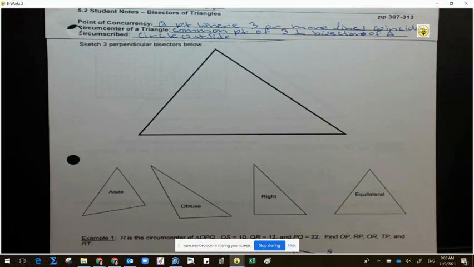But how many lines did we make yesterday to create the intersection? 2. Just 2. 2 is all you need. You can make 3 as your third line as a checking point, but you do not have to. And circumscribe simply means a circle that is on the outside of a polygon that we're going to add on to today.